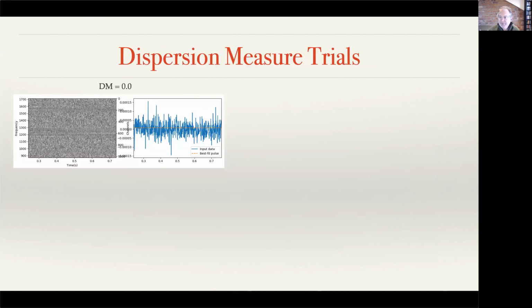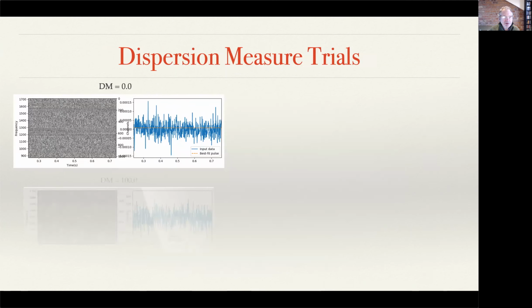So here's just showing you what happens when you try different values for dispersion measure. This is some data which has a pulsar in it. It has a very bright pulsar, and we should be detecting a single pulse from it. On the left-hand side, I'm showing that same piece of data, frequency on this axis against time on this axis. And I've dedispersed the data with a dispersion measure of 0. So all I've done is add all the frequency channels together. And then on the right-hand side, you can see the result of that. And you can see that there's no evidence for any pulse at all.